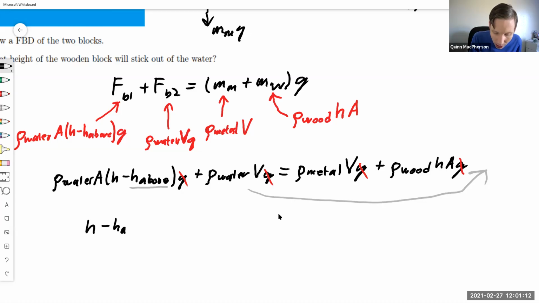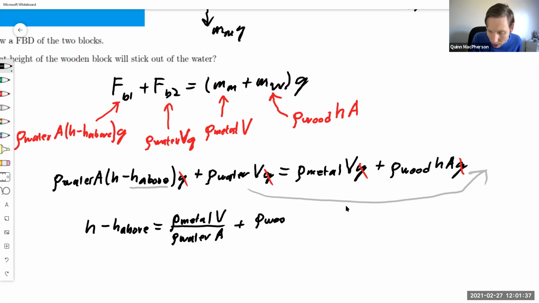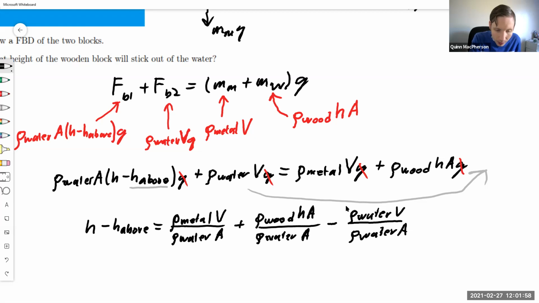h minus h above is equal to, okay, we'll do this term here, we get rho metal V over rho water A. Then the next term, plus rho wood HA over rho water A, minus rho water V over rho water A. Okay, and that allows us to cancel the two rho waters and cancel these two A's.